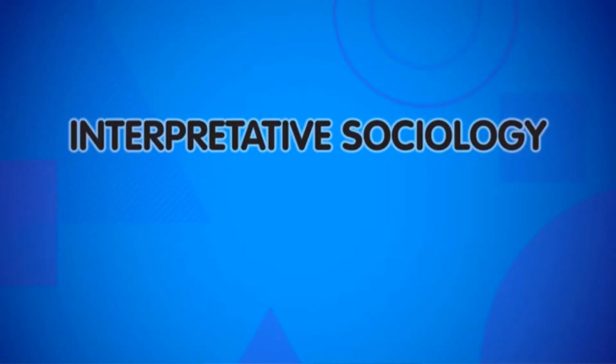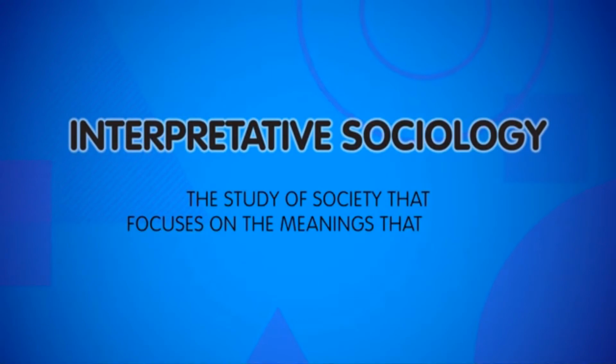Interpretive sociology is the study of society that focuses on the meanings that people attach to their social world, while positivist sociology is more interested in whether a person acts a certain way, something you can see as an outside observer. Interpretive sociology asks, why this behavior? What's the meaning behind it? And how do people view their own actions and thoughts?